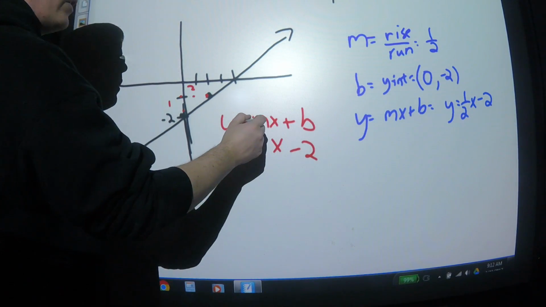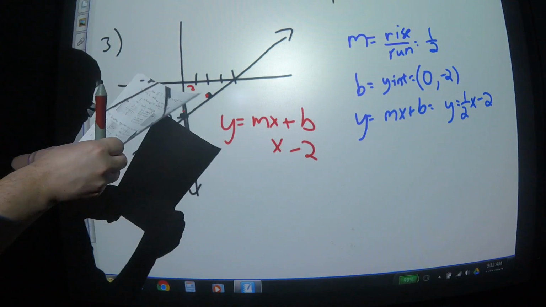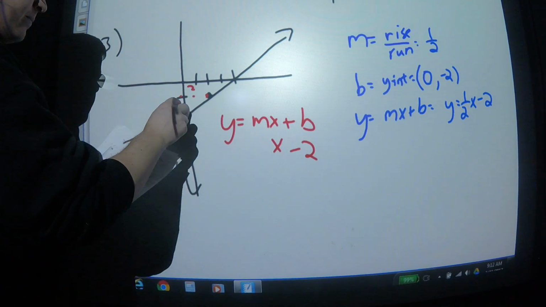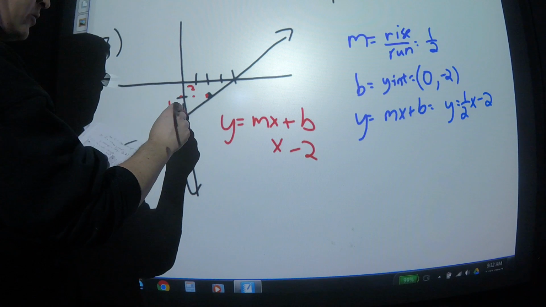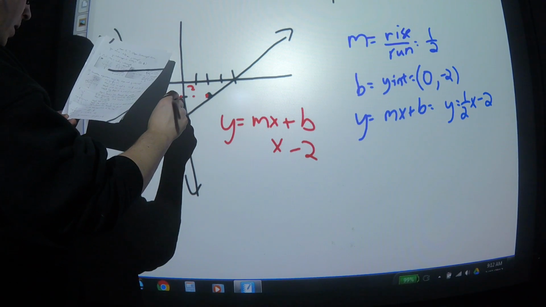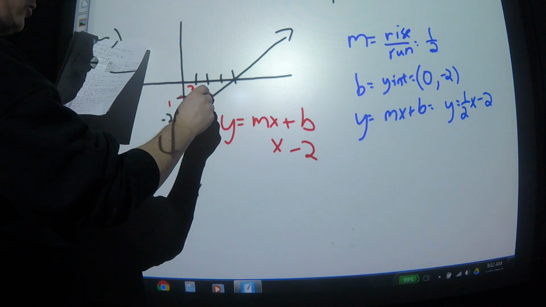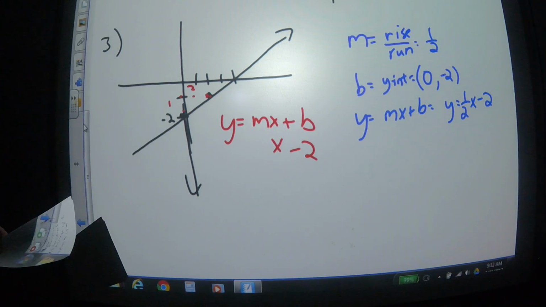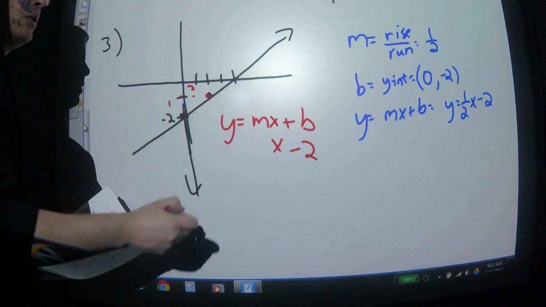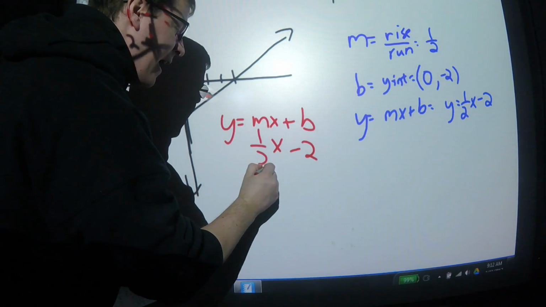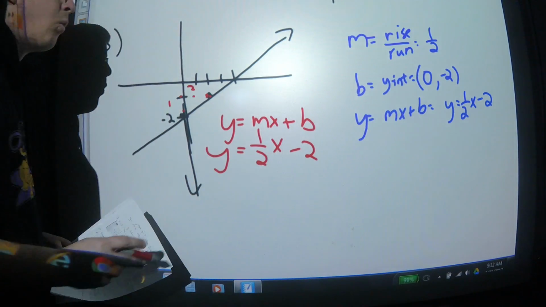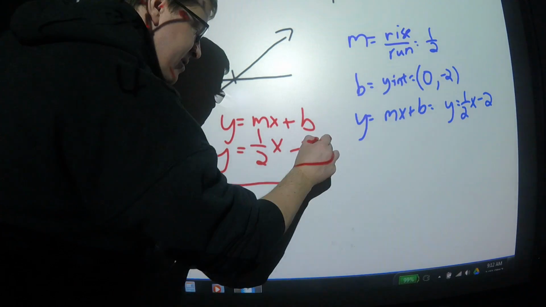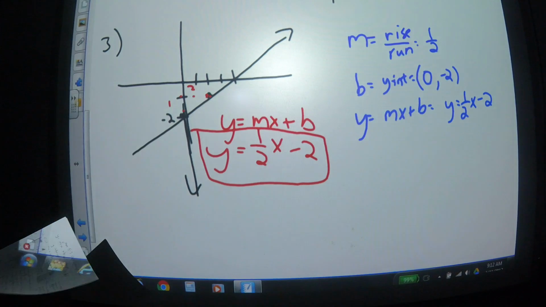So now I need to look for m. Well, if you'll notice, if you use (0, -2), I can go up 1 over 2 until I meet the line again. So that means that I'm going up 1 over 2, so then my slope is a half. So y equals 1/2 x minus 2 is my answer. This is my equation of the line.